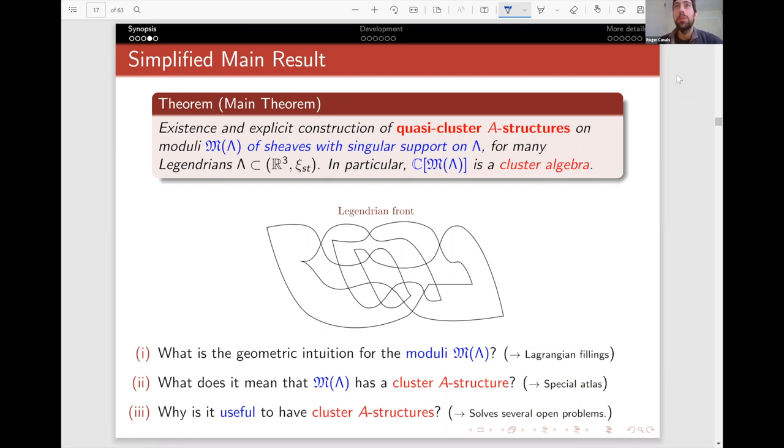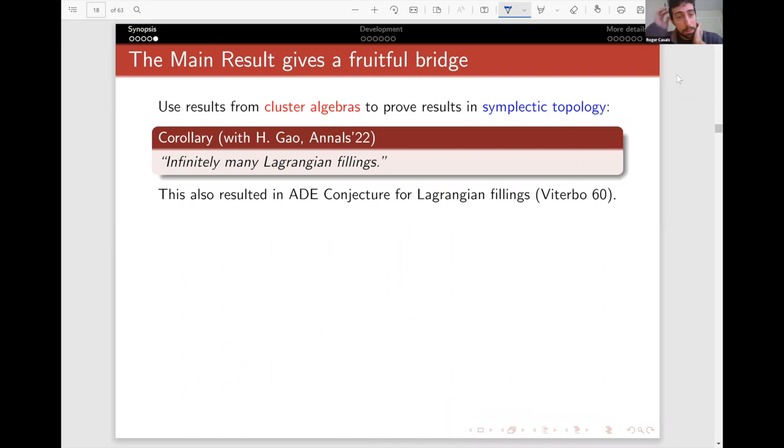Without these, I wouldn't know how to go about them. With these, suddenly they sort of become very naturally accessible. Okay, let me give you a couple of examples. So these results give you a bridge between this world of symplectic topology and this world of cluster algebras, in the sense that you now can try to go either way.